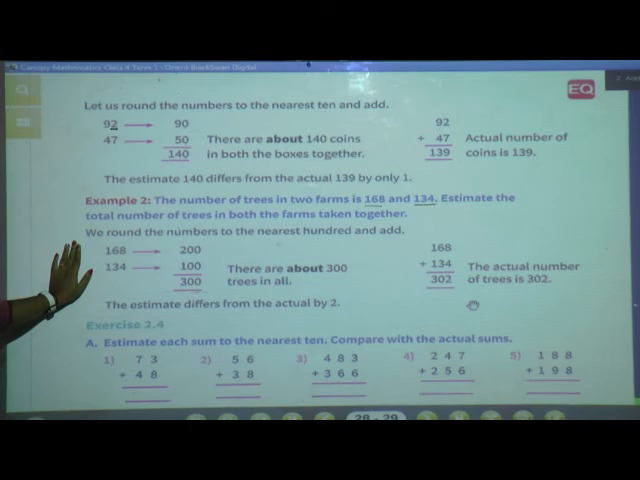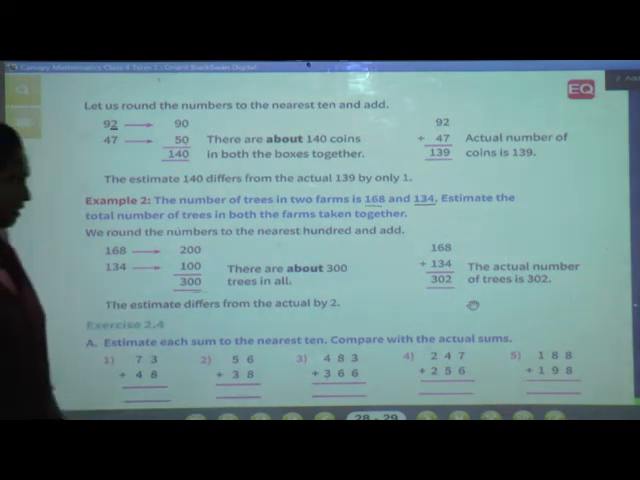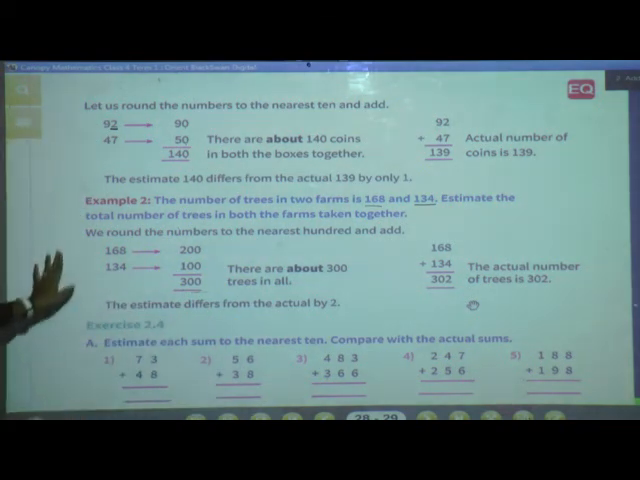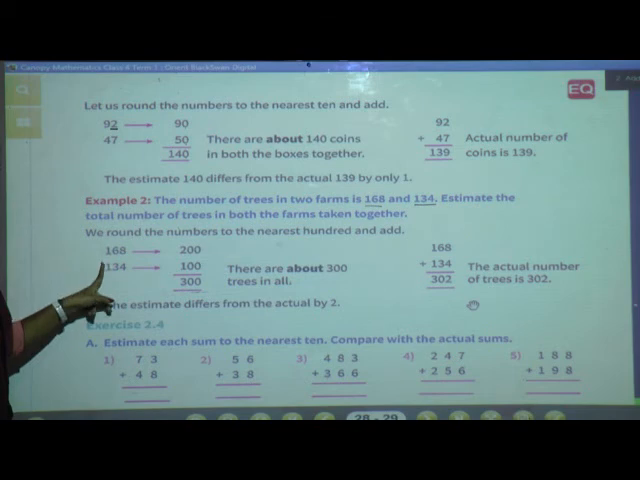Yes students, see. First we round the numbers to the nearest 100 and add. Now here they will ask you in the question whether we should do rounding off to the nearest tens or nearest hundreds. So in this question we have to do nearest 100. So the numbers are, how many trees are there? 168 and 134. First we have to round these numbers to the nearest 100.